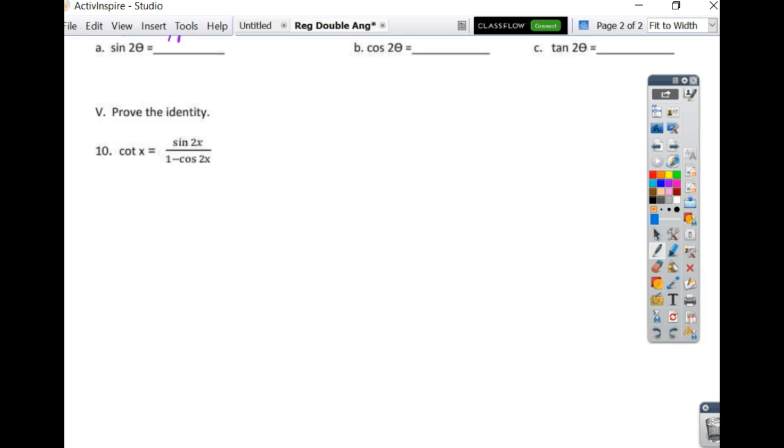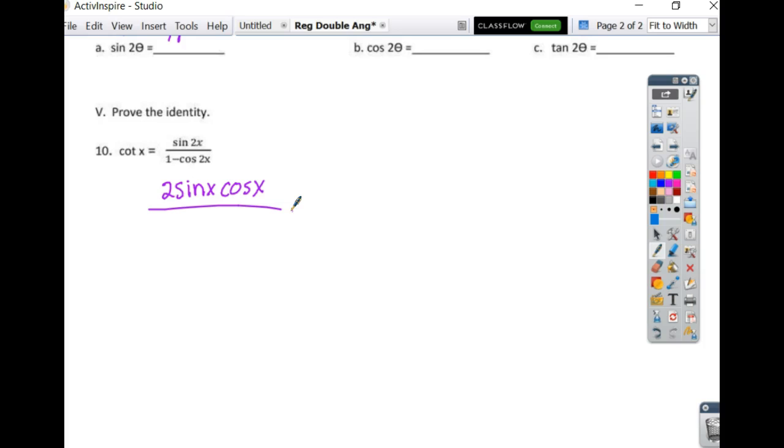Okay. So we're going to prove the identity. I'm on the very last one down here. So first of all, sine of 2x is 2 sine of x cosine of x, like it's written on your paper.